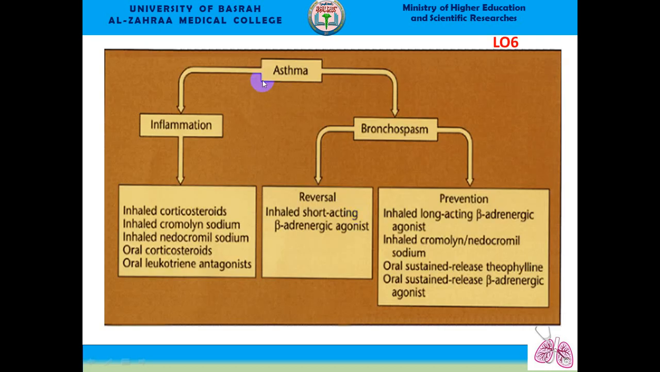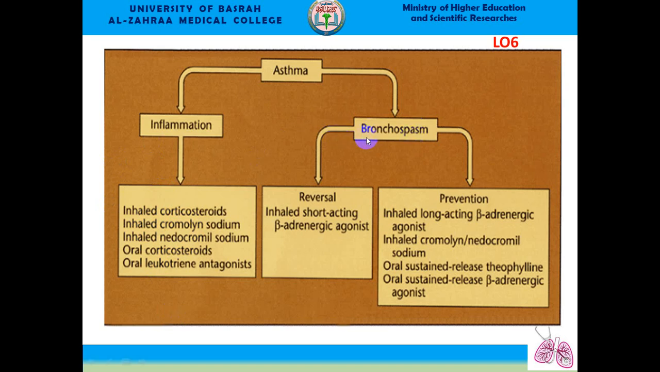So in general, in asthma, we have inflammation and we have bronchospasm. These are the major things that we face in asthma. For inflammation, we can use inhaled corticosteroid, and I will show you the inhalers. We have inhaled cromolyn sodium. We have oral corticosteroids like prednisolone, and we have oral leukotriene antagonists such as montelukast.